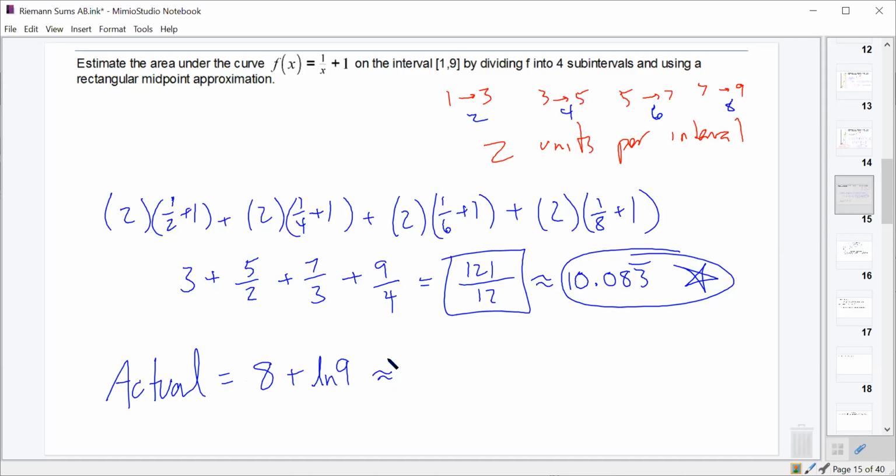Somebody tell me, what does that approximate out to be? 10.197. 10.197 something. And so using 4 subintervals across a 9-unit long length of this, we're only off by just over a tenth, a little more than a tenth of a unit, which is pretty good. Wouldn't you say? I think so.